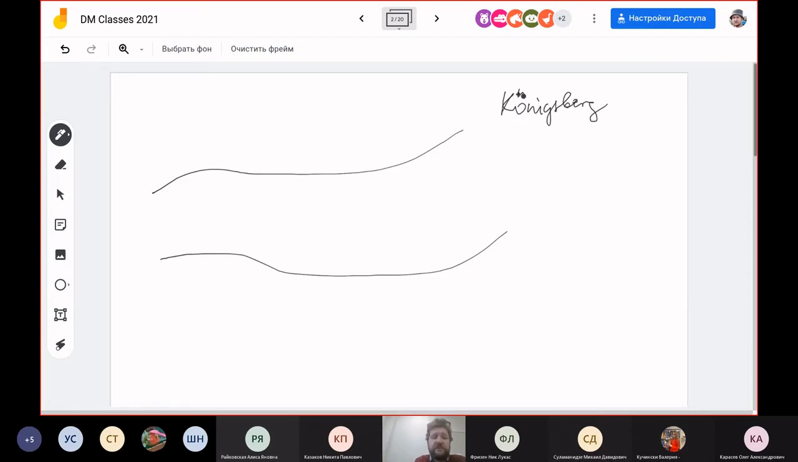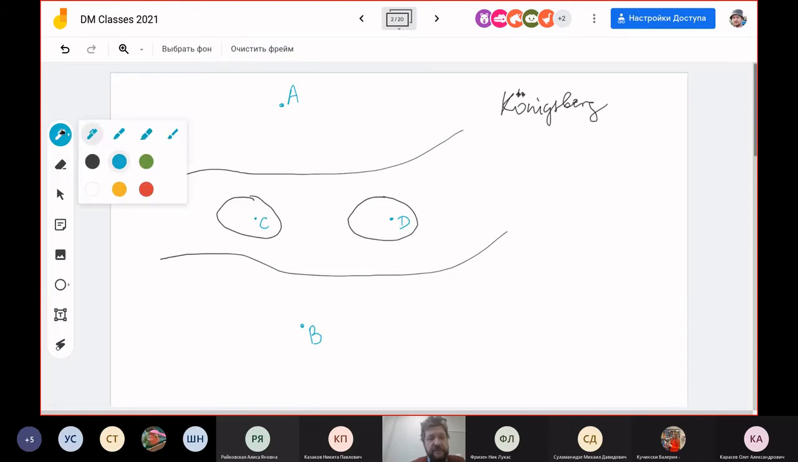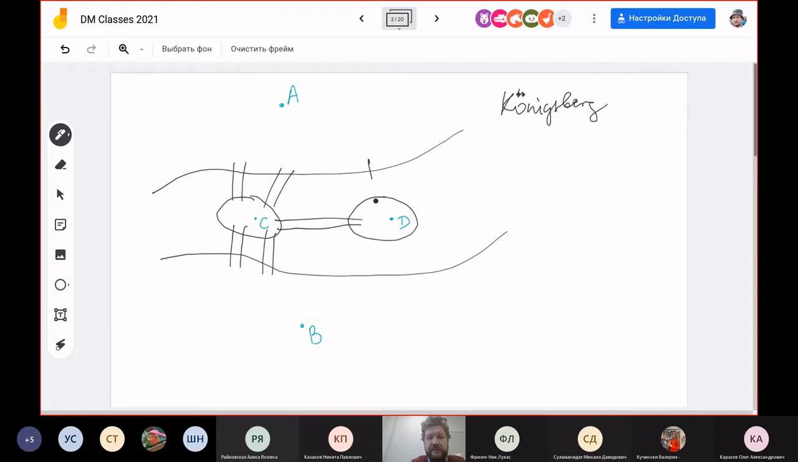And in the old town of Königsberg, there were two islands. Let's denote these as vertices. We'll write right here, this will be vertex A. This is B, these are the banks of the river, and here is say C and D. And the edges were bridges connecting them. There were two bridges here, a bridge which connected these two, and one bridge here, one bridge here. And if you draw it as a graph, then you have to just traverse edges through all these bridges.